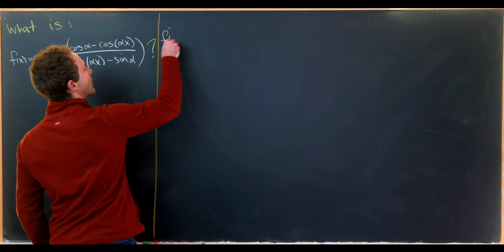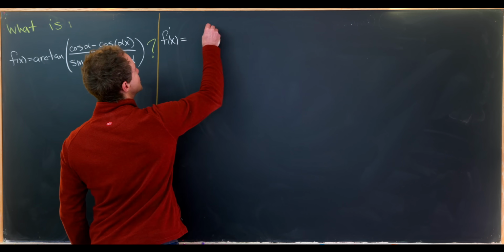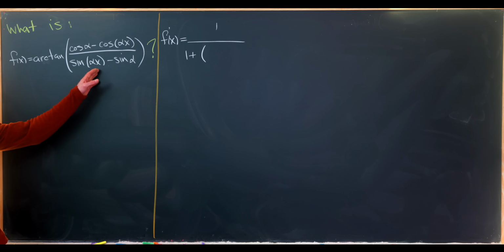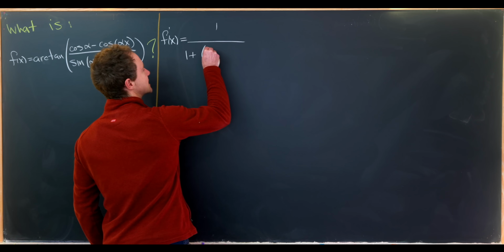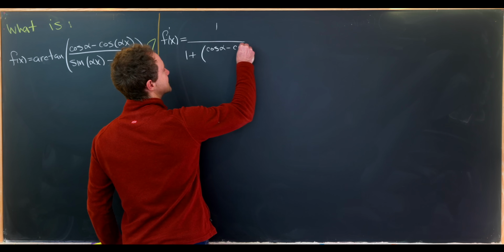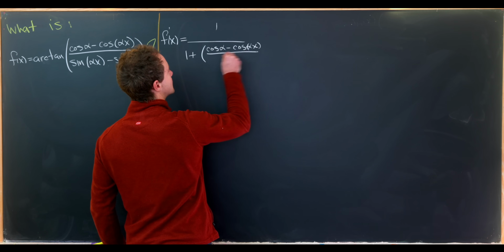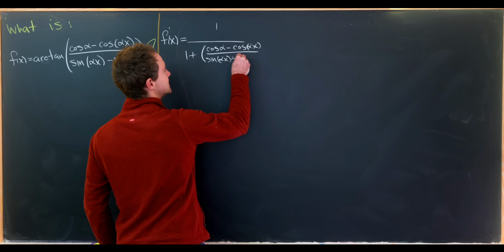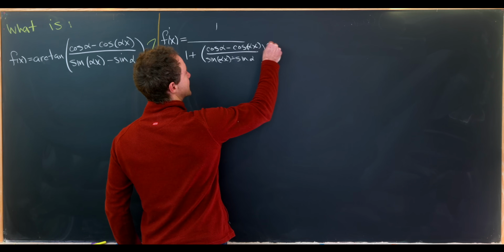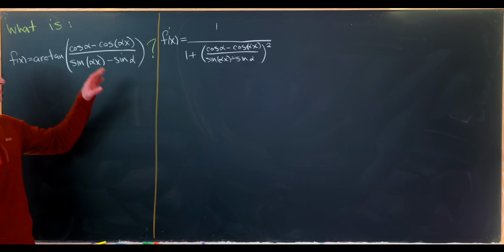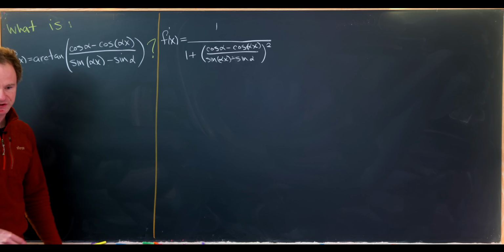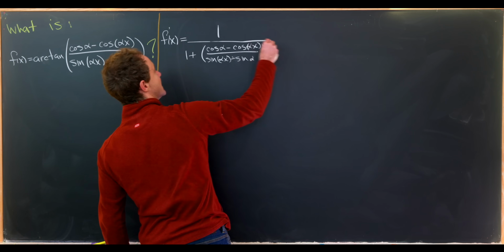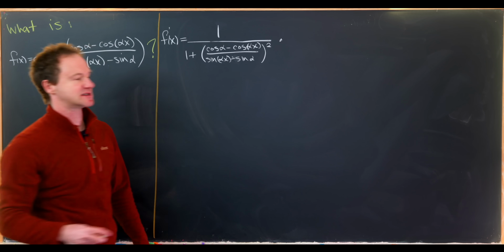We'll have f prime of x is equal to, so we need 1 over 1 plus the argument of the inverse tangent squared. So that's going to be cosine of alpha minus cosine of alpha times x all over sine of alpha times x minus sine of alpha quantity squared. But that function is composed within this inverse tangent function, so we have to apply the chain rule as well, which means we need to multiply this by the derivative of this inside function.